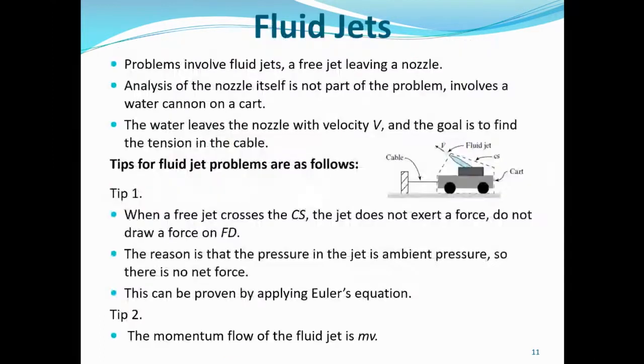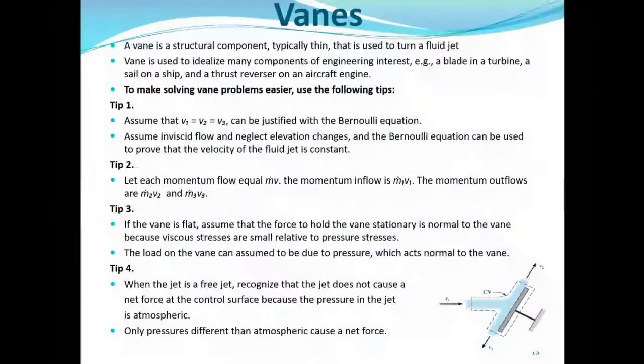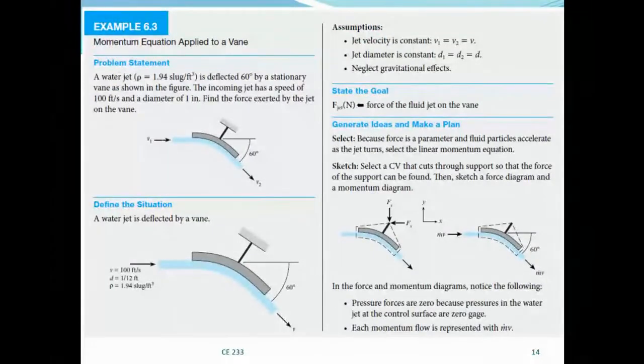Okay, so this is for the fluid jets. When you have a fluid jet and how to find, let's say, the tension in the cable here, and this is the example. You have a concrete beam poured, and we want to know the tension here. So the force diagram, the momentum diagram, and then apply the equation of equilibrium. And at the end the tension is obtained. This is a vane, which is a structural component as well. And these are the tips for solving problems using the vanes. And this is an example which is applicable to the vane.